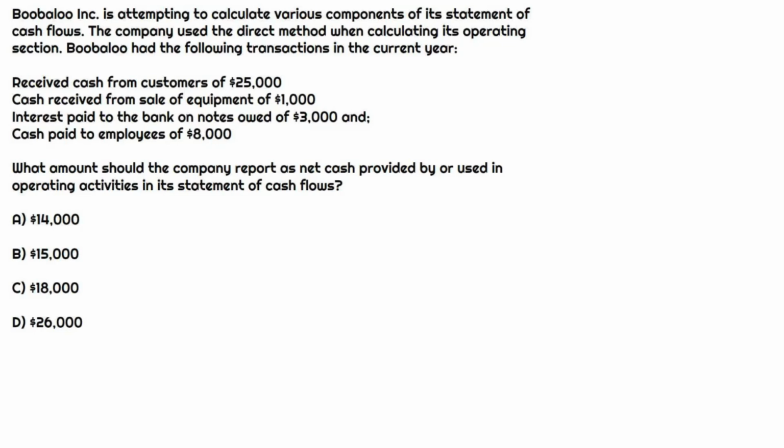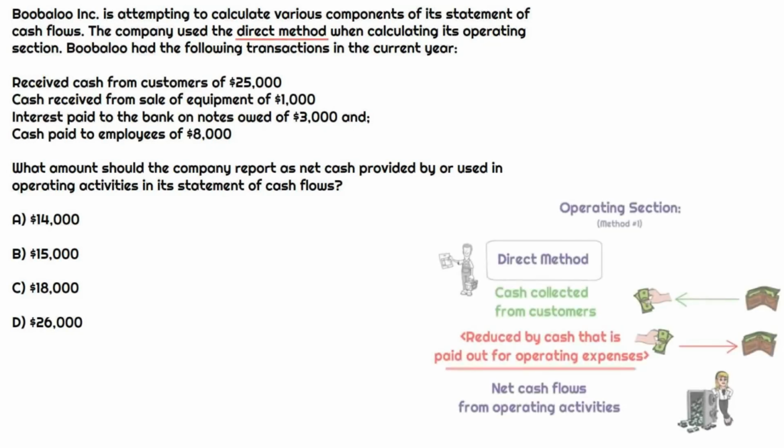Boobaloo! It's our favorite company and we're going to give them one hell of a cash flow statement. Now, Boobaloo uses the direct method and we're focused on the operating section. What we need to remember about the direct method and the indirect method is that they are different for the operating section, but there is no difference for the financing or investing section. So the first thing we're going to do is go through these four items listed in the question, figure out if they are in the operating section, and then whatever is included in the operating section, we're going to calculate the net cash provided or used in operating activities.